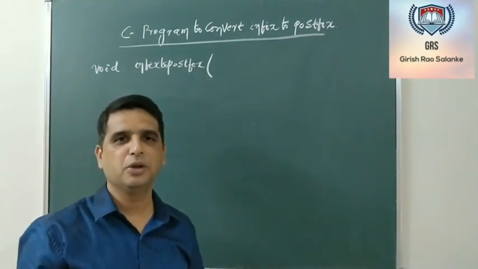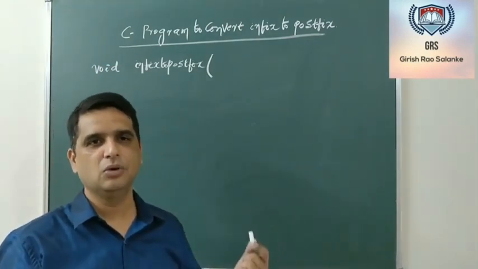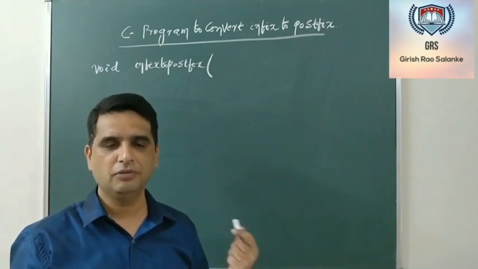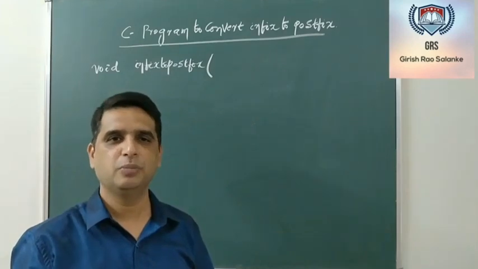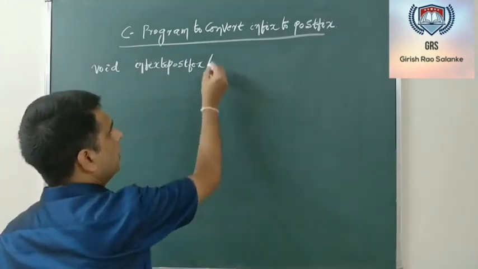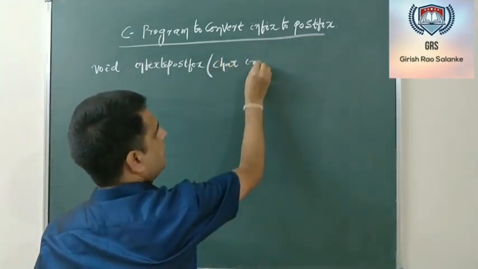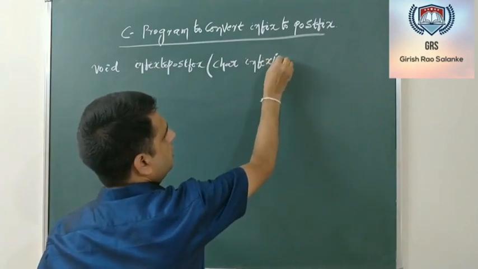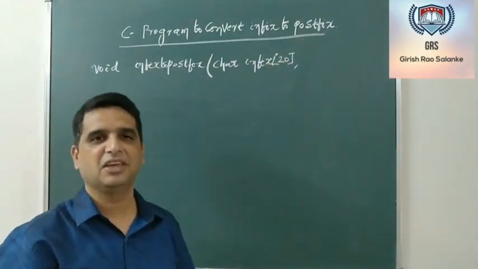Now coming to the arguments. Our objective is to convert a given infix to postfix expression. So one of the arguments to the function has to be the infix expression. Infix expression is basically a string. So I have my first argument as the variable which holds the infix expression. I am taking the variable name as infix with the size of 20.